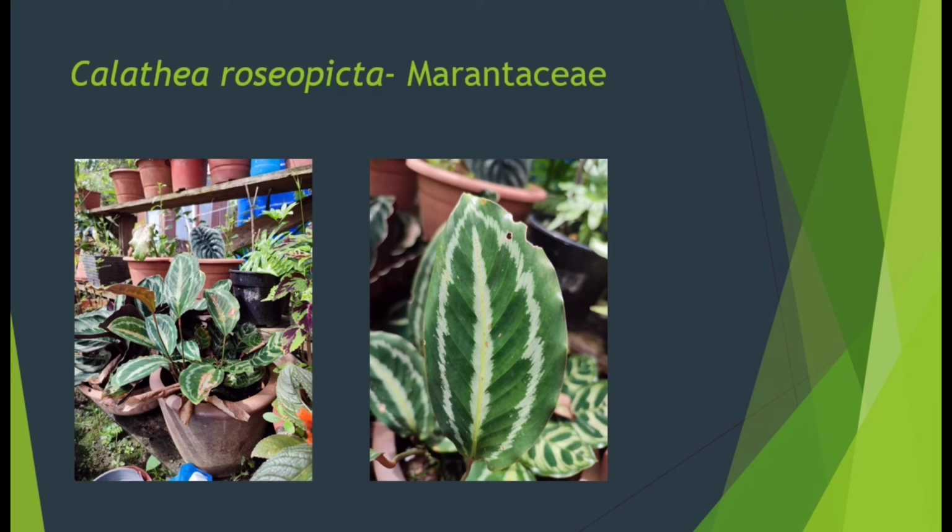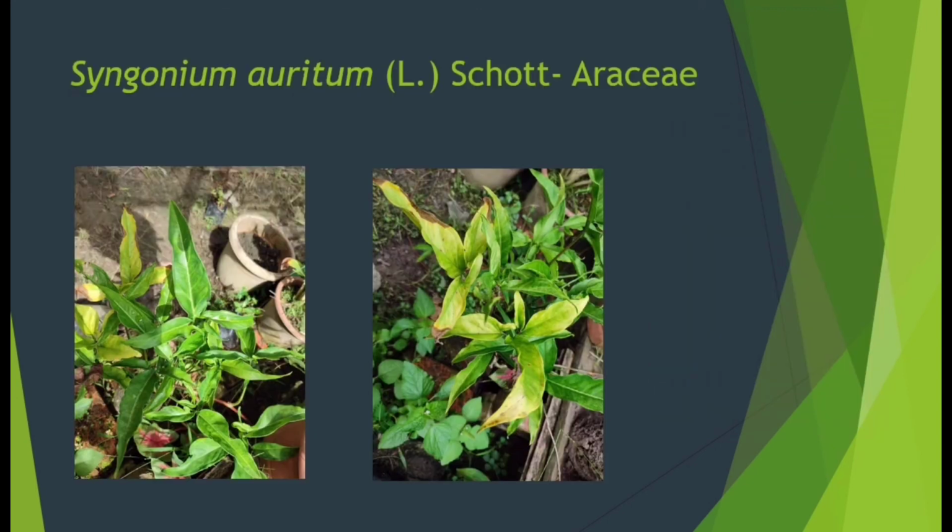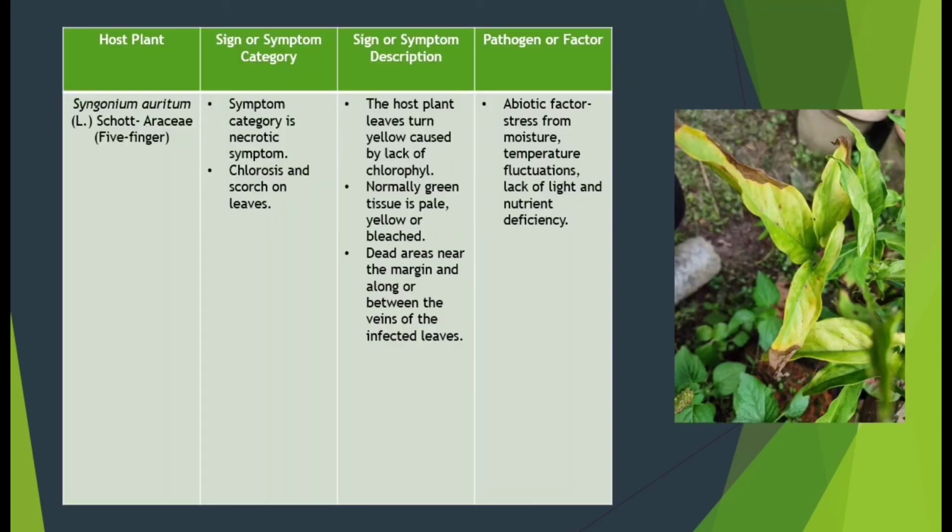The third host plant is Calathea roseopicta, also known as rose-painted Calathea. The symptom category is necrotic symptom. Scorch is visible on host plant leaves. Scorch spots are irregular in shape with a yellow and red band that appears between green and scorched tissue. The brown colored center is dry and curly when it occurs on the leaf margin. The scorch pathogen is a bacterium known as Xylella fastidiosa.